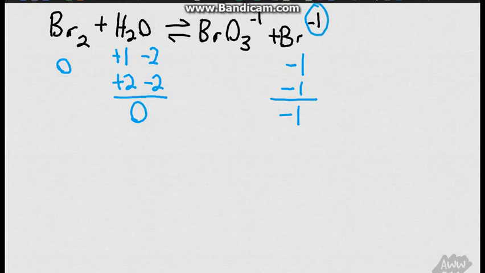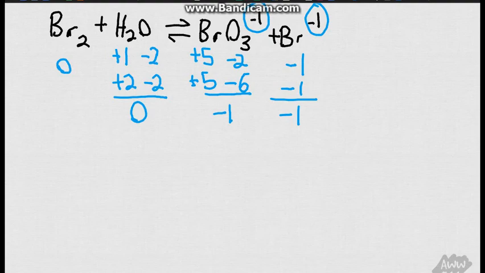Now for the oxygen, each one is usually -2, and there's 3 of them, so it has a -6. And the bromine must then, since the whole thing adds up to -1, have to be +5, because that's the only way that we can get our molecule to have a net charge of -1. So now that we've found these, we can figure out what is oxidizing and what is reducing.